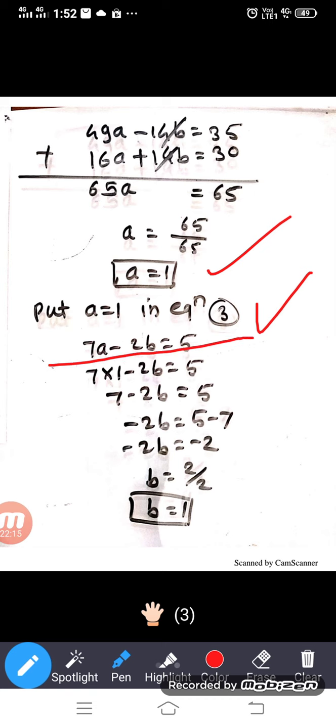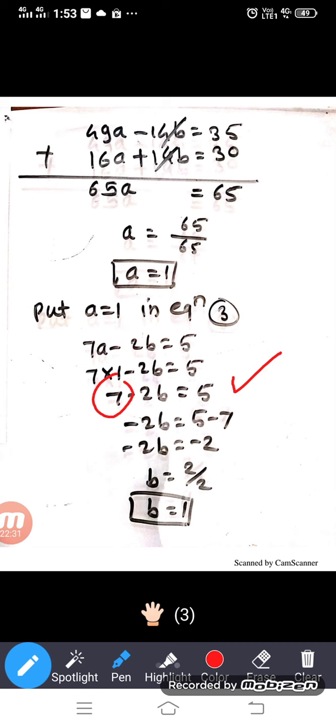Equation 3 is 7a minus 2b is equal to 5. Then the value of a is equal to 1. 7 into 1 minus 2b is equal to 5. Then 7 into 1 is 7, minus 2b is equal to 5. The 7 goes on the other side, then we get minus 2b is equal to 5 minus 7. Then 5 minus 7 is minus 2, minus 2b is equal to minus 2. On both sides the negative sign gets cancelled, then 2 goes on the other side, then we get 2 by 2, the value of b is equal to 1.